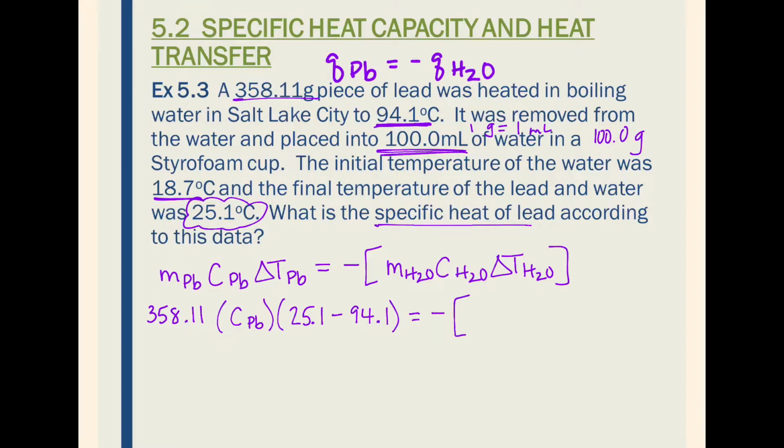The other side of my equation would be my mass of my water, which was 100 grams, as we said, multiplied by the specific heat of water. It doesn't tell us specifically in the question, but we did fill it in earlier in the chapter, and it is 4.184 joules per gram degree Celsius. Or 1 calorie per gram degree Celsius, but we'll work with the joule version. And then our temperature change, again, the same final temperature as the lead, but initially it was at 18.7. So that's the setup. Now it's just a matter of solving.